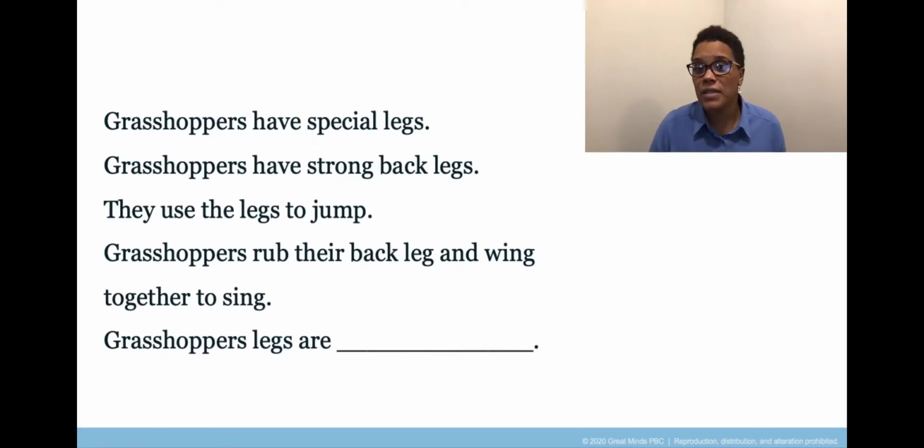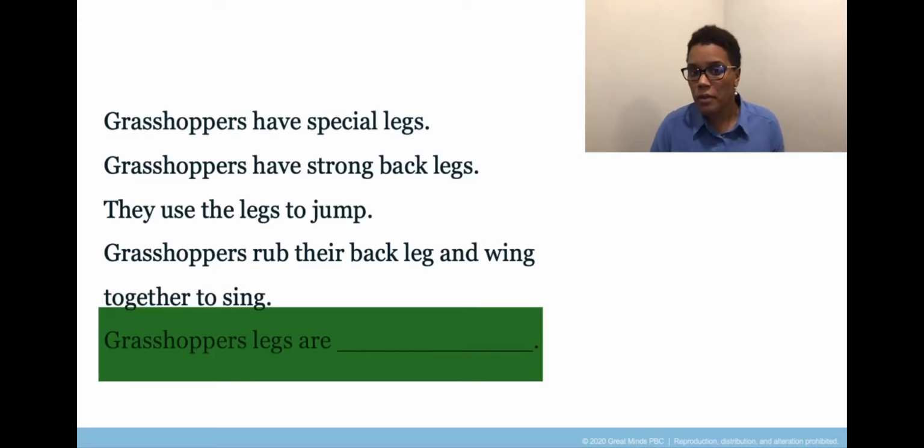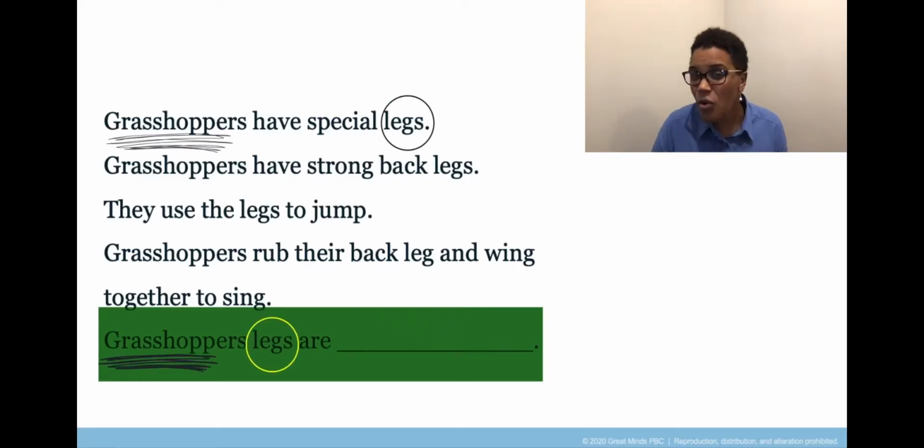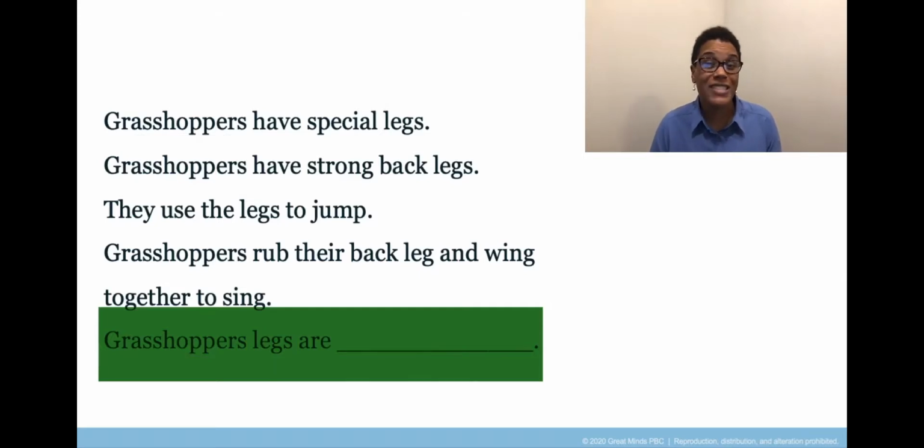Listen to this paragraph. Grasshoppers have special legs. Grasshoppers have strong back legs. They use the legs to jump. Grasshoppers rub their back leg and wing together to sing. Now, let's work on a conclusion for this paragraph together. And remember, the conclusion restates the topic and often uses similar words. We have similar words here in the topic statement, and we're talking about grasshoppers in both. Can you think of another word we could use instead of special? Share with your learning partner or just say it aloud.